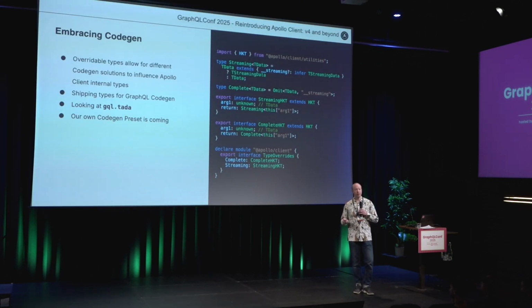So for one, yes, we will support more than one CodeGen. That's why we added those overridable types. And we are shipping the types for GraphQL CodeGen, but there's also GQL Tada, which will be able to do the same thing and inject their type overrides. And we also look into adding our own CodeGen preset, because that just allows us to better align the code that's generated with the features we want to add in the future.